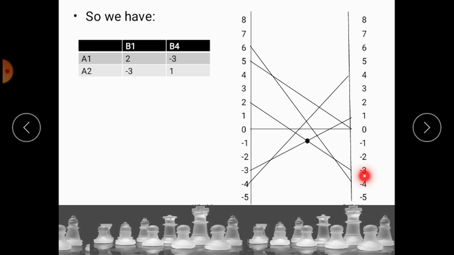A1 strategy 2, A2 strategy minus 3. So this line. And then we have minus 3 and 1. This is minus 3 and 1. So this line. And you can see here that the intersection of these 2 lines will be our solution, right? This will give us the solution.